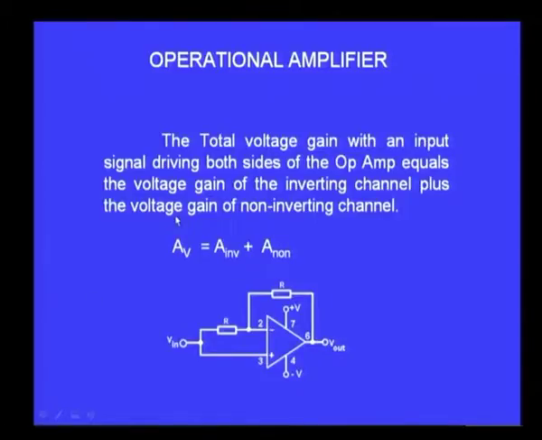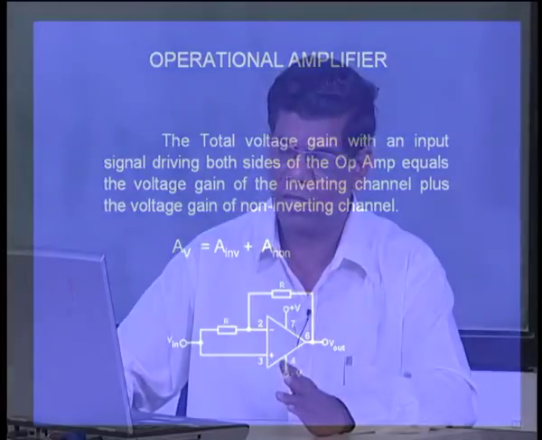So, I have shown here for example, AV is the total voltage gain of that circuit. By superposition, it will be the gain of the amplifier when it is only an inverting amplifier, that means the non-inverting input is grounded, plus the gain of the amplifier when it is acting only as a non-inverting amplifier with the inverting input connected to ground. So, AV, the total voltage gain, is equal to A inverting plus A non-inverting. That is what we want to look at. That is what I was just mentioning to you, using the superposition theorem.